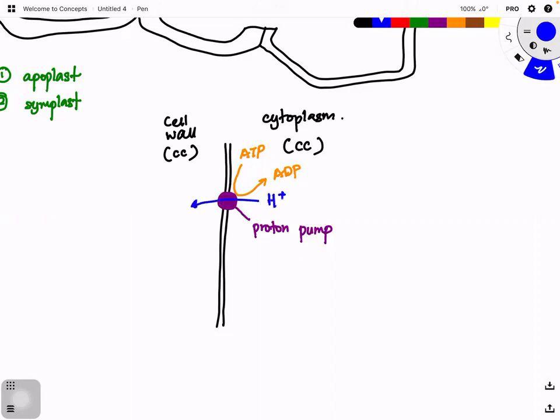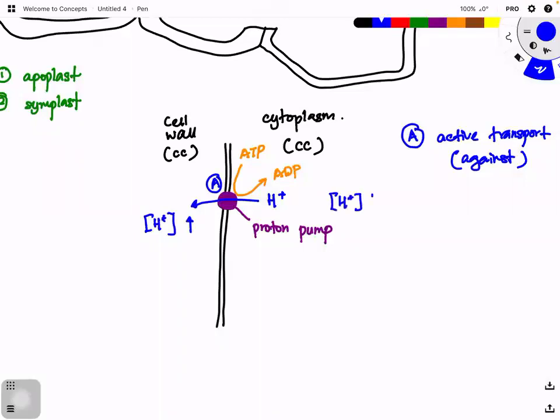Are you clear? So I label this process A. A is the active transport, against the concentration gradient because of ATP. It means the concentration of H plus is high in the cell wall and the concentration of protons is low in the cytoplasm. So they need to go through these special channel proteins called co-transporter.